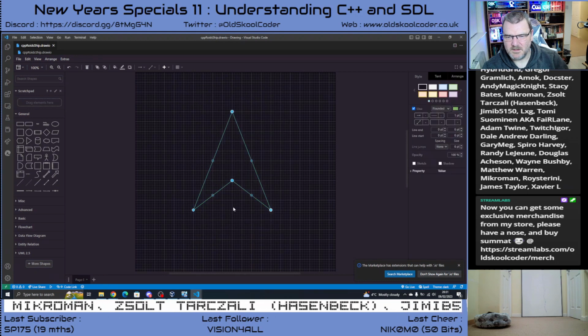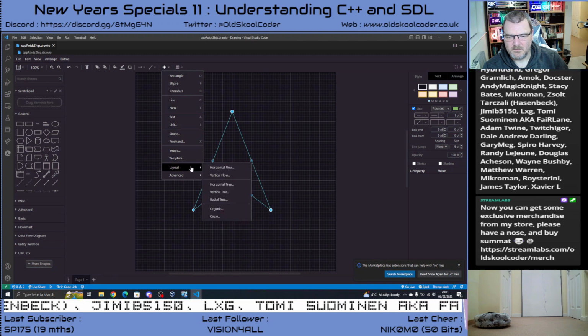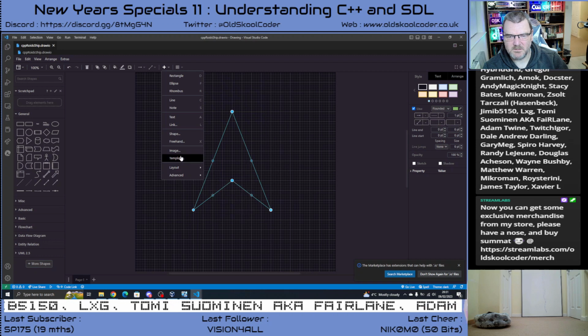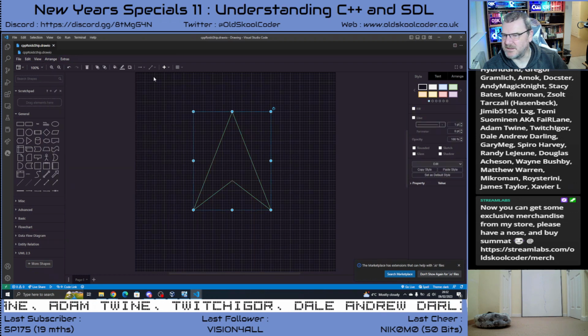And can I select it and rotate it? Rotation. Ooh, come on, rotate. Rats. Group. Now can I rotate it? Yes.